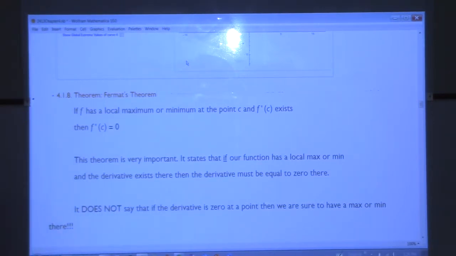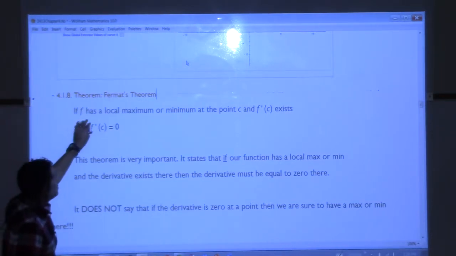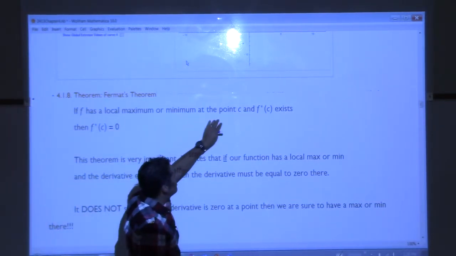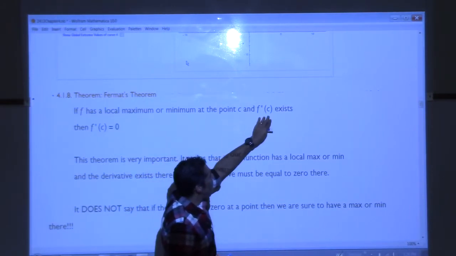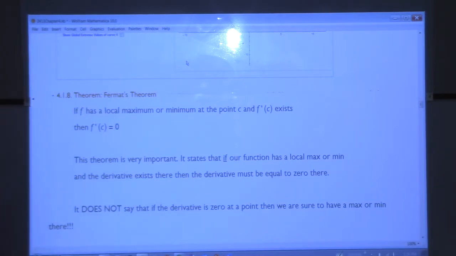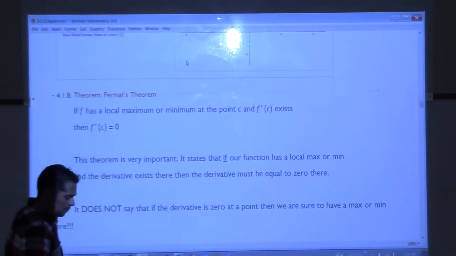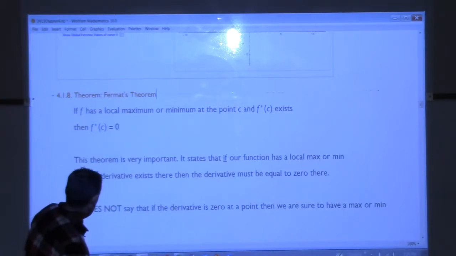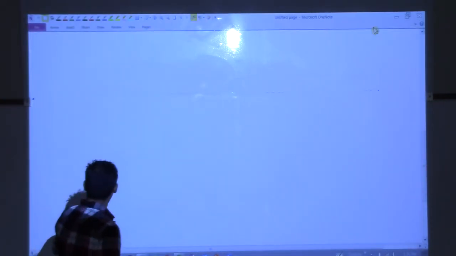So Fermat's theorem says, if f has a local maximum or minimum at some point, and the derivative at that point exists, then the derivative must be 0. All right. So if you have a function that has a local maximum or minimum at a point, and the derivative at that point exists, then the derivative must be 0. Okay. So I'm going to try and visually explain what's going on. I'm going to draw you a picture. Let's say we have a function.